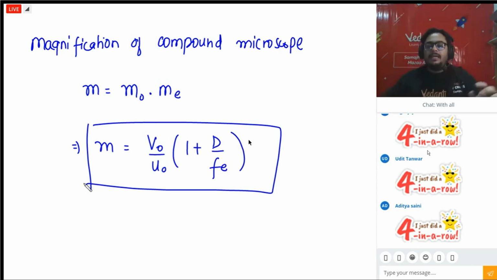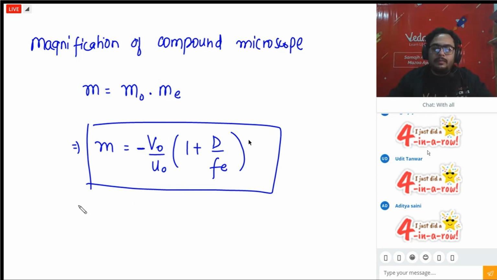Tell me, any doubts in this? I am saying again and again the derivation is not important. Yes, you can put the negative sign in front of it because final image is inverted only. That we know. Final image is inverted only. Okay. So this is the formula that we remember. If you want in the terms of focal length, you can use this.